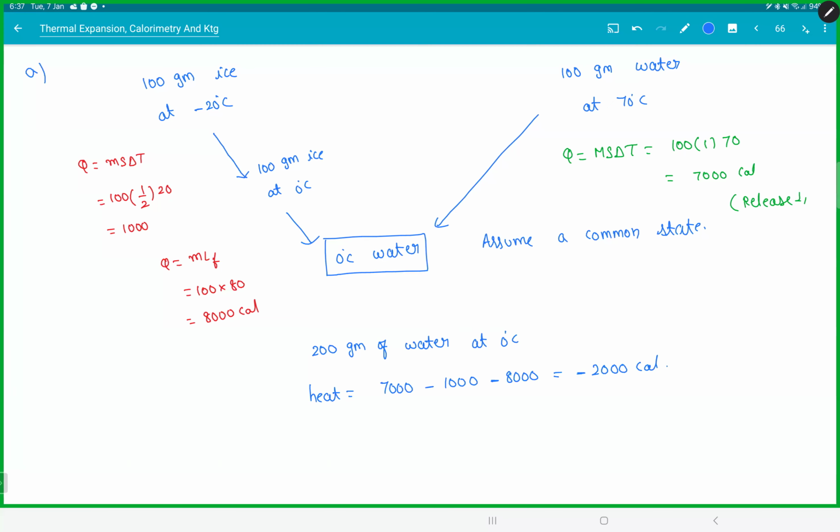Now, forget about all that water and everything. Now, this is a question. You have 200 grams of water at 0 degrees and someone removed 2000 calories of heat. What will happen to the water? It will freeze to ice, isn't it? From 0 degree water, if you remove heat, it will freeze to ice. Since heat is negative, water freezes to ice.